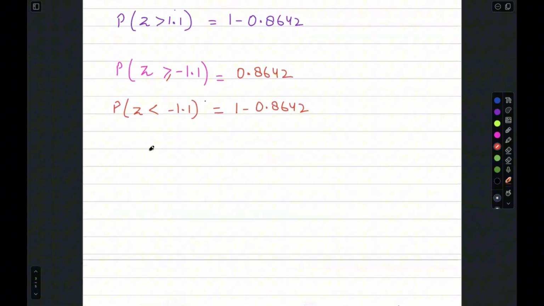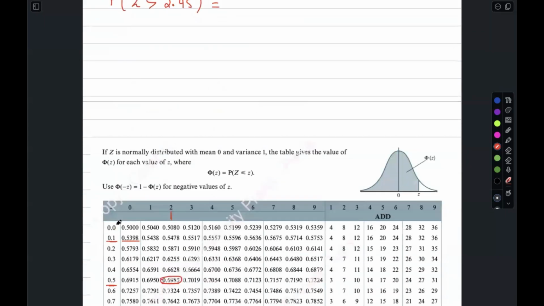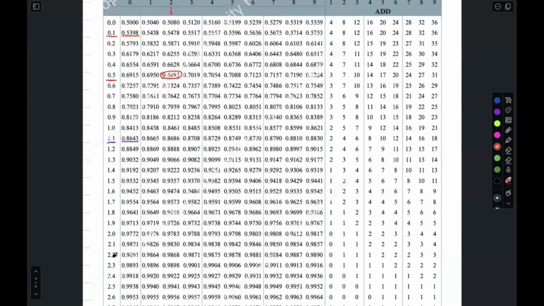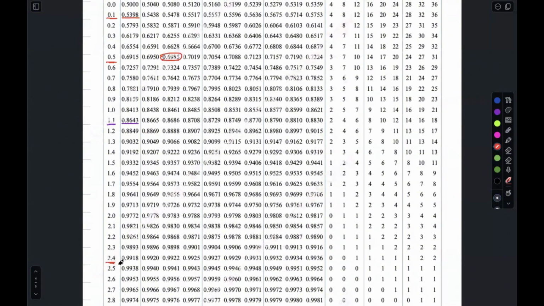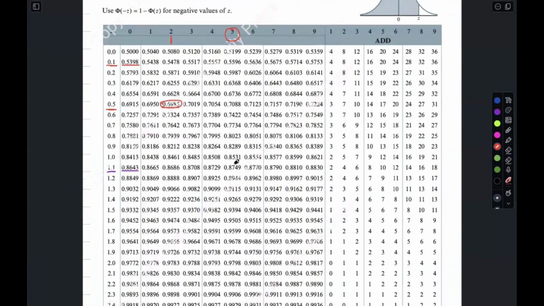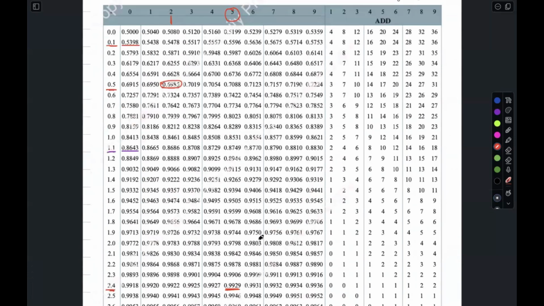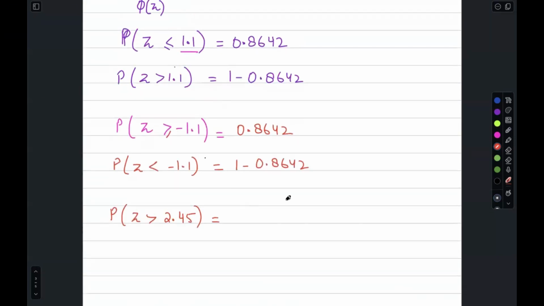Let's just take one more example. Let's say we had to find the probability of Z greater than 2.45. Now, if the Z value is 2.45, we'll come over here in the table. So this is 2.4, and then we'll go to 5 over here. So we'll come down over here, and this is 2.4, and this will be 2.45, which is 0.9929.